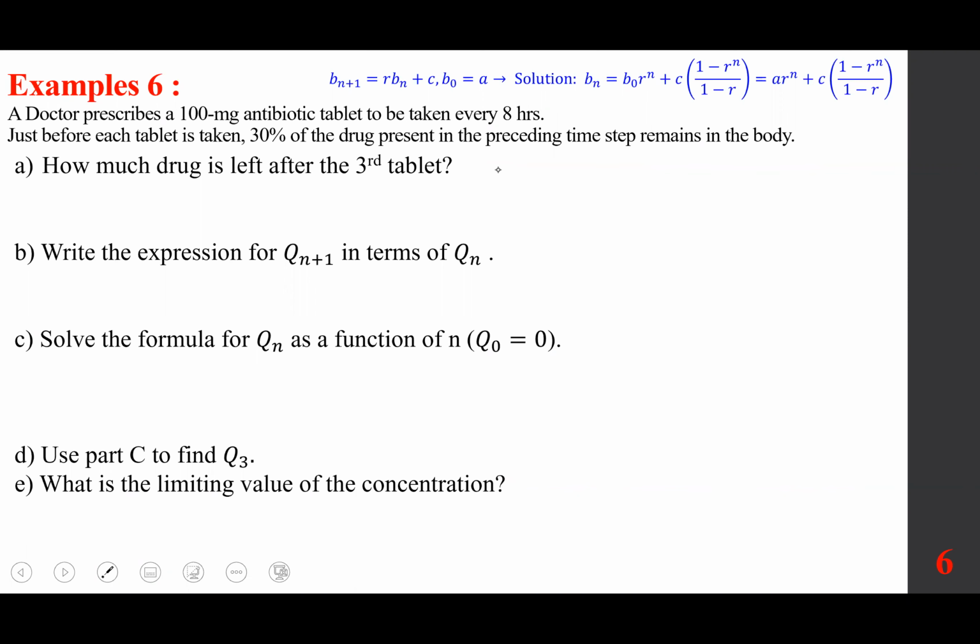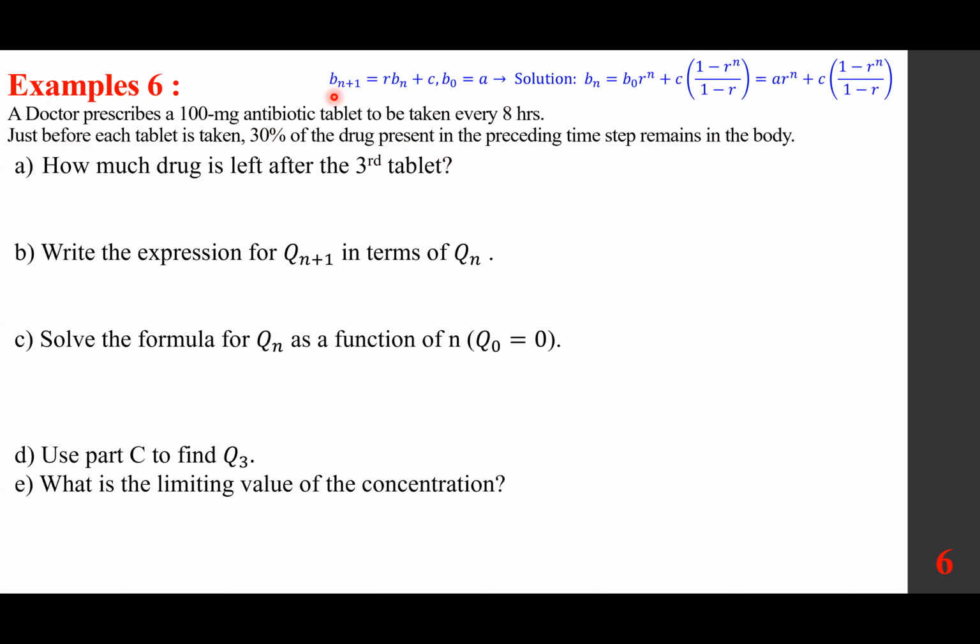As you recall, we have a recursion in the geometric sequence where we are dealing with patients. That means what matters is that you're constantly adding some constant amount for the patient. So a doctor prescribes 100 milligrams of antibiotic, okay, every 8 hours. The 8 hours is extremely important, but it doesn't enter the formula. Just before each tablet is taken, 30% of the drug remains in the body. Remember, what matters is what remains in the body.